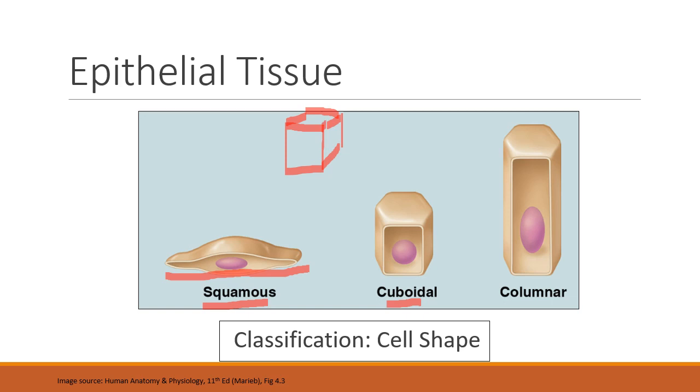It's cube-shaped. And then you have columnar, right? And it's like a column. So this is more of a rectangular shape, but three-dimensional, right? So squamous is flat, cuboidal is a square, and columnar is tall.